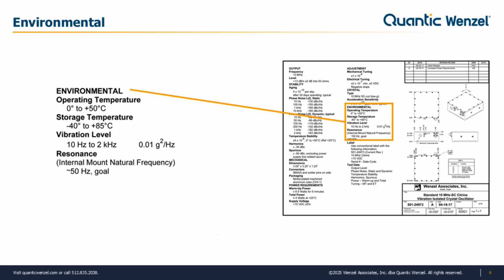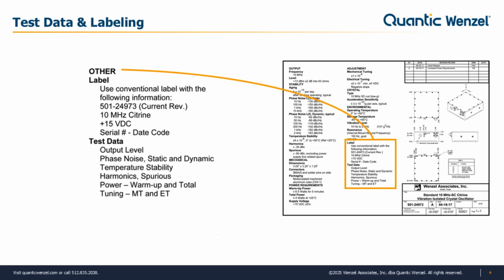The resonance specification informs of the natural frequency of mechanical resonance of the vibration-isolated payload inside of the oscillator. This information is useful for designers incorporating the vibration-isolated oscillator into a system. The label section of the specification sheet details the information printed on the label attached to the device. In our example, label information includes the model number, the output frequency, the product series name, the input DC voltage, and the serial number, which incorporates the date of manufacture.